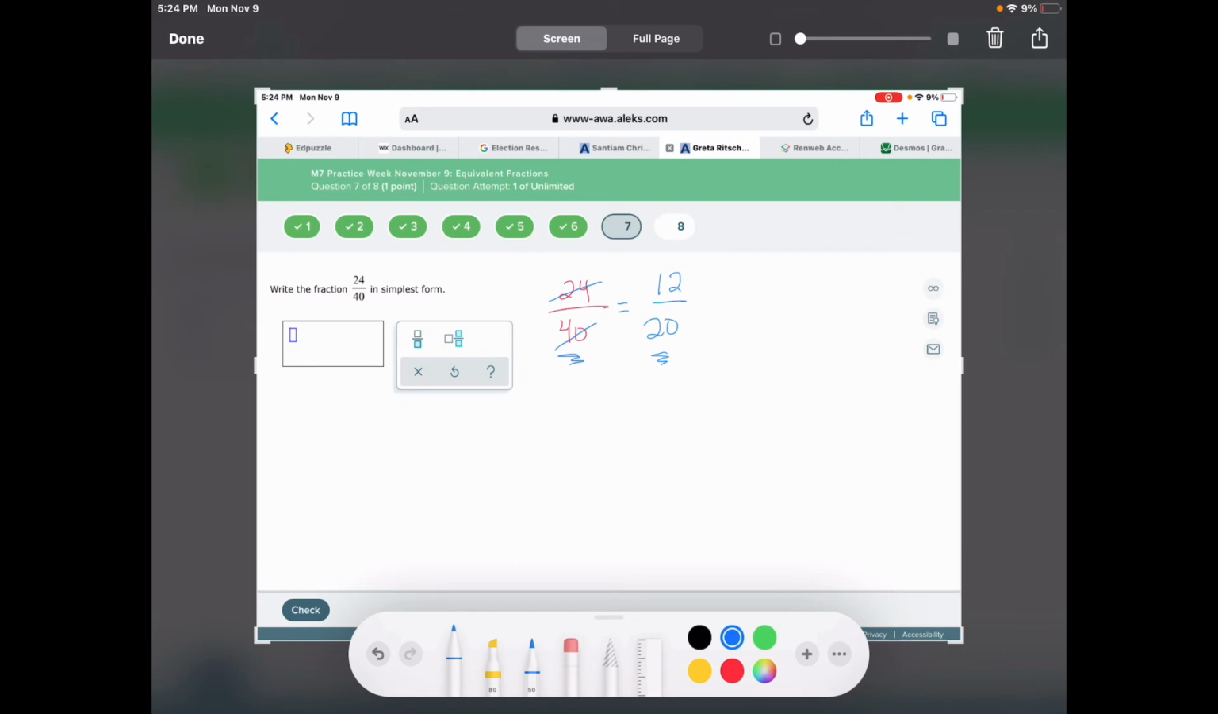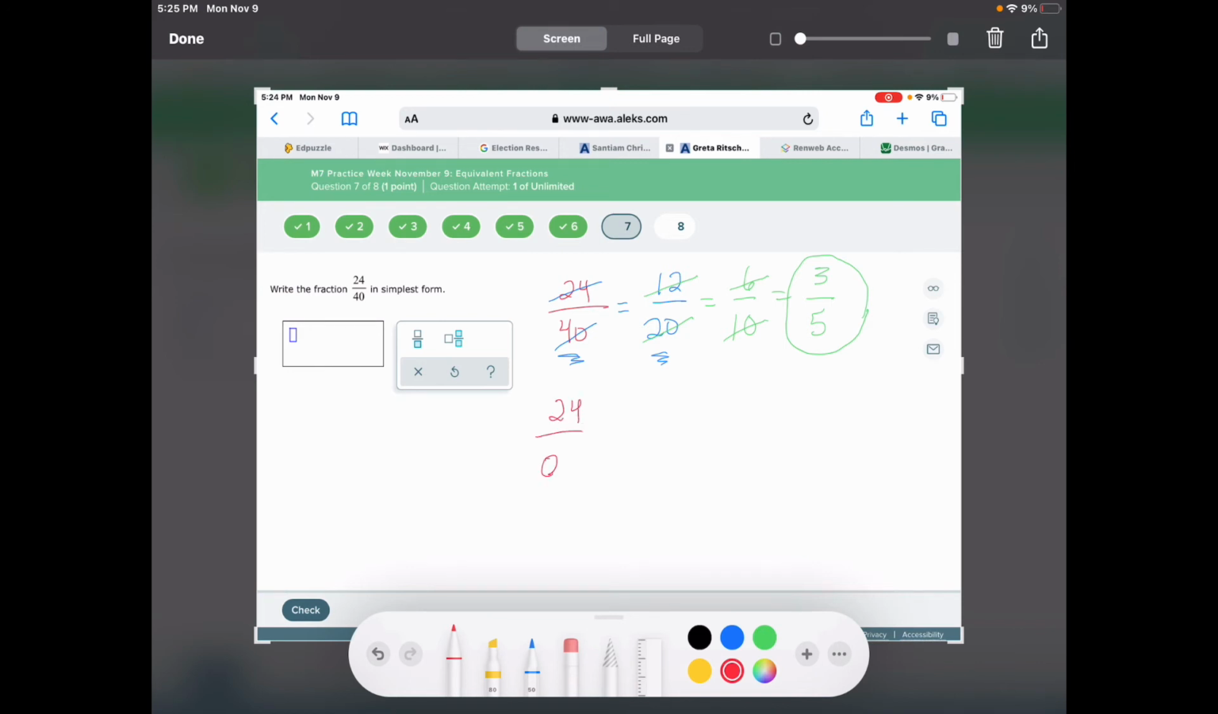But 12/20 is still even. And so if I have even numbers, I know I can still divide by 2. 12 divided by 2 is 6, and 20 divided by 2 is 10. All right, so I still have even numbers. 6 divided by 2 is 3, and 10 divided by 2 is 5. Now I have a fraction that has simple numbers, and I can't divide them down any further, so it'd be 3/5.